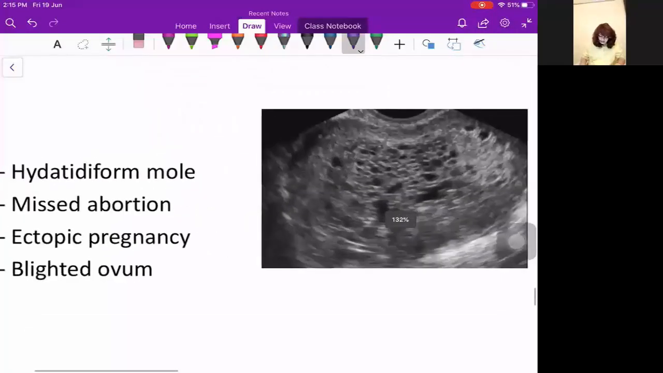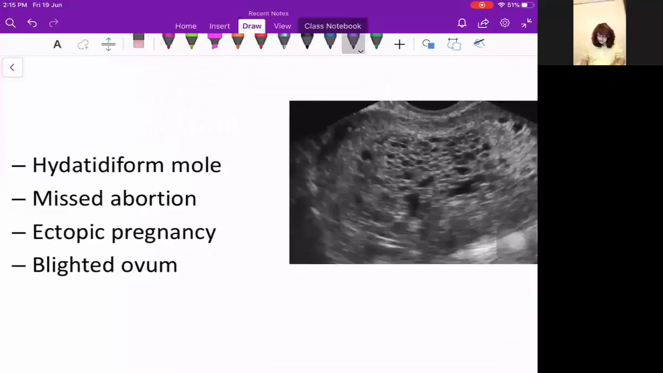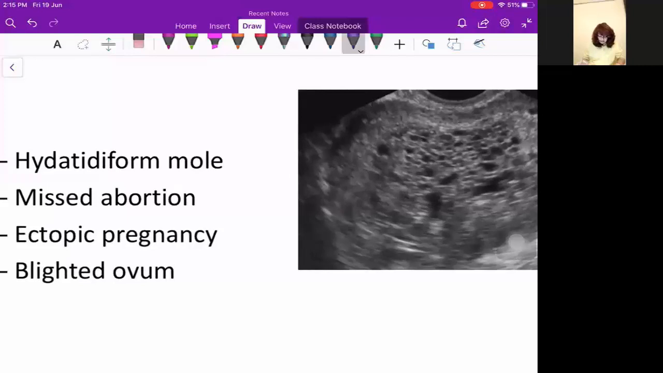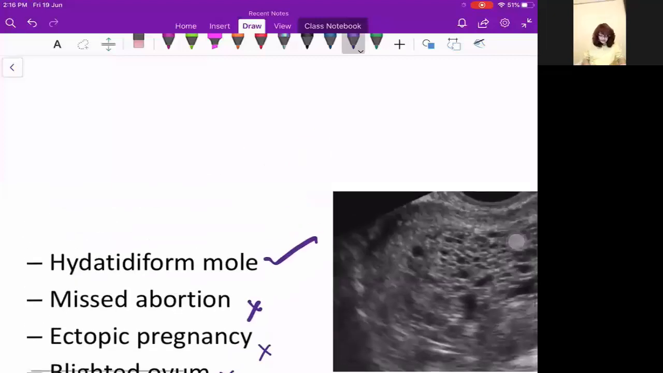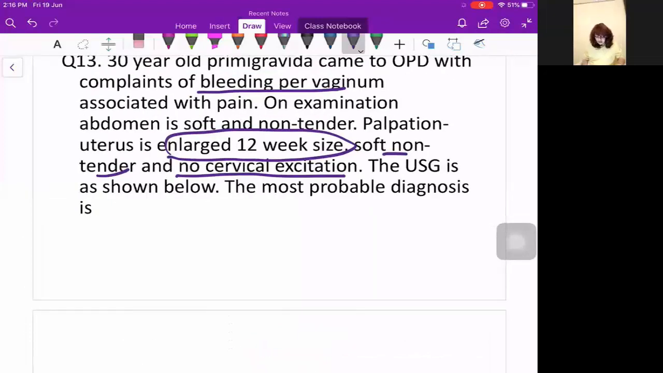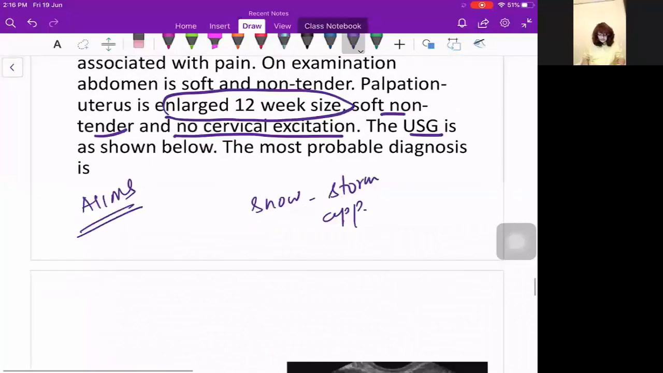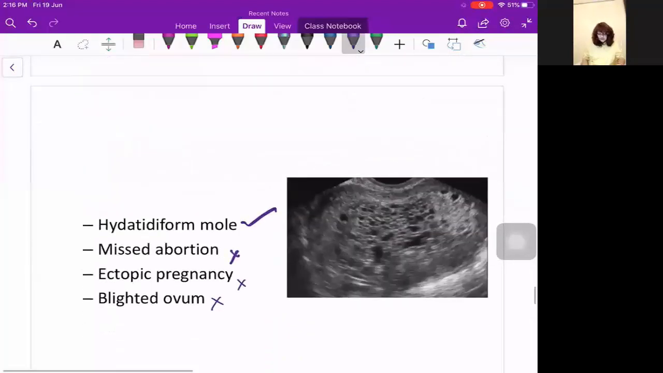If you see clearly, it looks like a snowstorm appearance. So this is a clear-cut image of hydatidiform molar pregnancy. Blighted ovum does not look like this. Ectopic pregnancy is not favored because in the history there is no cervical excitation, and it does not go in favor of missed abortion because the ultrasound image clearly shows a snowstorm appearance. So it is an image of an AIIMS PG question, and is important for the NEET PG exam also.